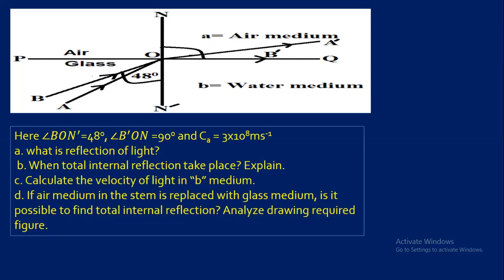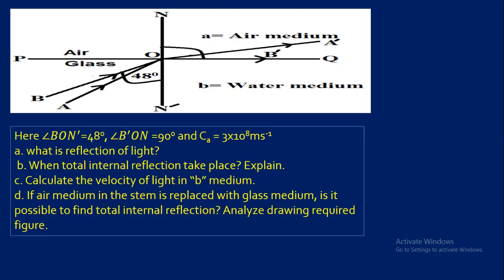Here is another diagram for you, where a ray comes from a denser medium to a rarer medium. Here the denser medium is water and the rarer medium is air. For incident ray A we have refracted ray A prime, and for incident ray B we have refracted ray B prime. By following these conditions you can solve this question.